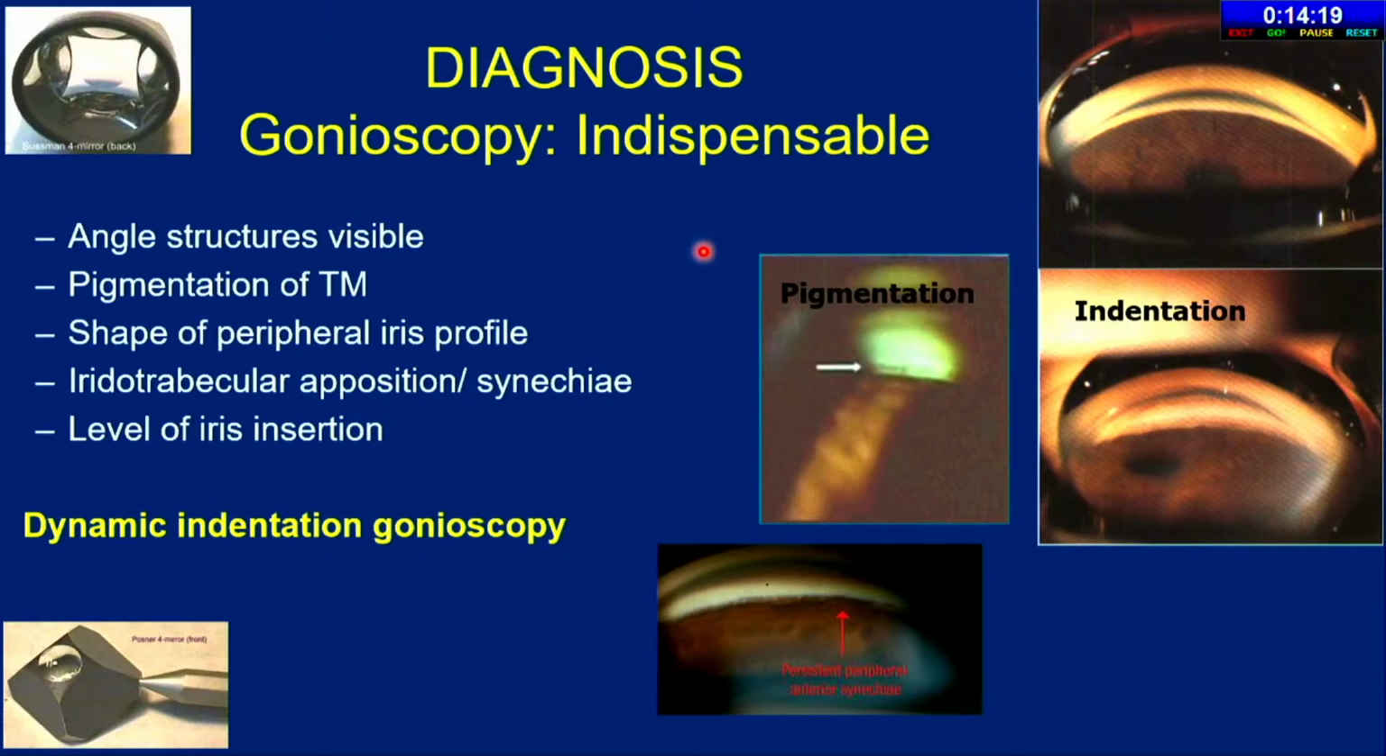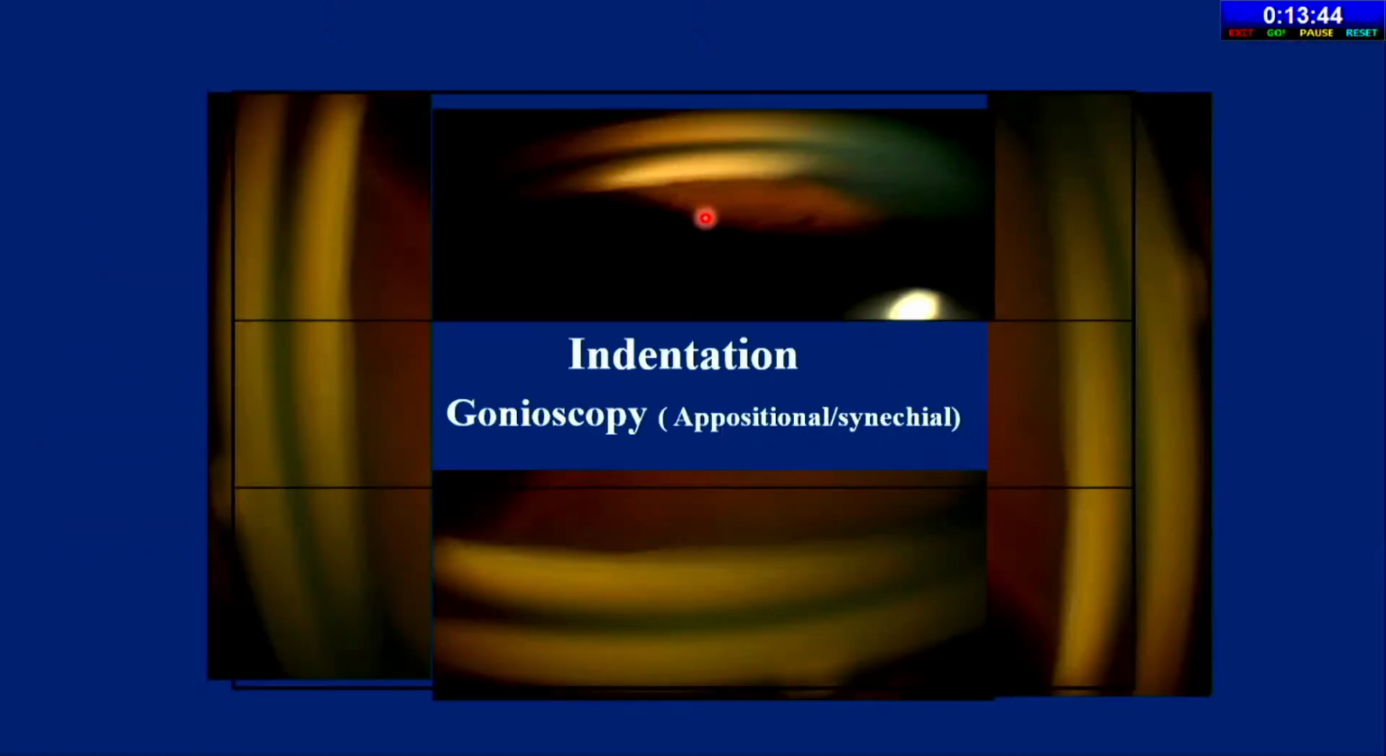Now coming to diagnosis, apart from history, I think one very important diagnostic test is gonioscopy. It is indispensable in differentiating between the angle closure and open angle glaucomas. So you have to look for various factors like pigmentation of trabecular meshwork, shape of the iris, presence of PAS, and level of iris insertion, which you can easily diagnose with the help of gonioscopy. However, it is mandatory to perform indentation gonioscopy, and this will help you to differentiate between appositional and synechial closure.